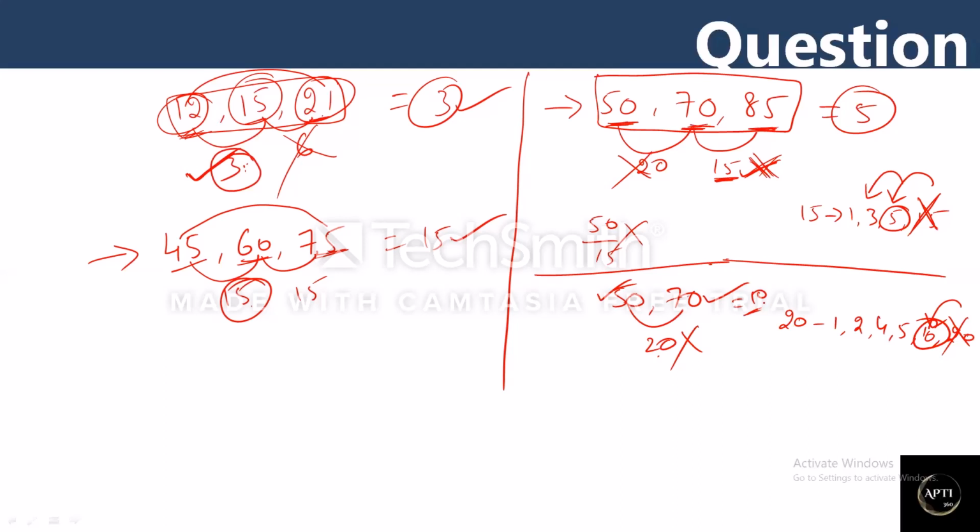Here, what you need to understand is, and I repeat what I already told in the previous question: when we are considering a factor, suppose 4 is a factor of 20. Of course 4 is a factor of 20, because the number 20 should be exactly divisible by its factor. Then only can we call 4 a factor of 20.